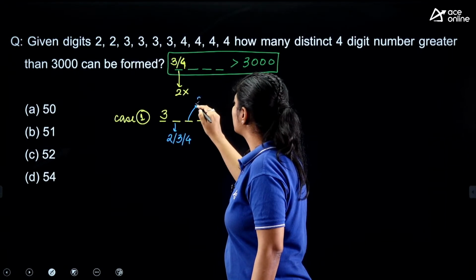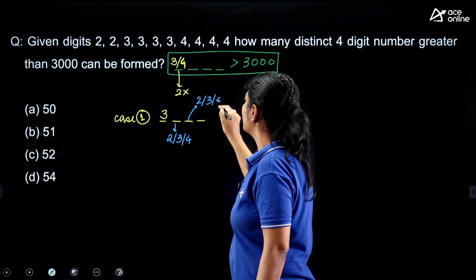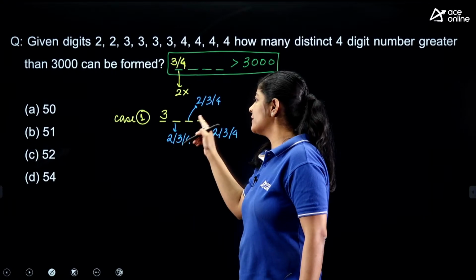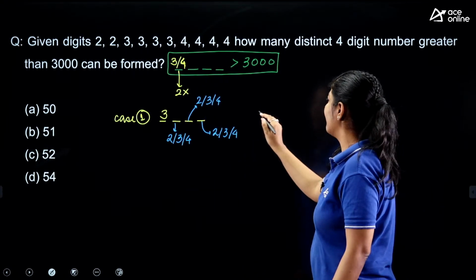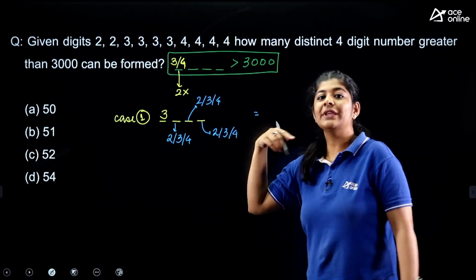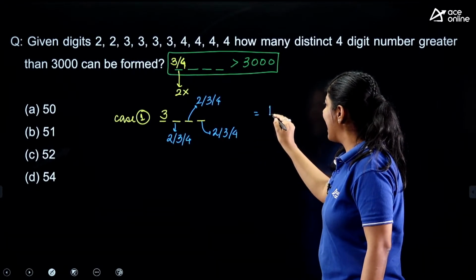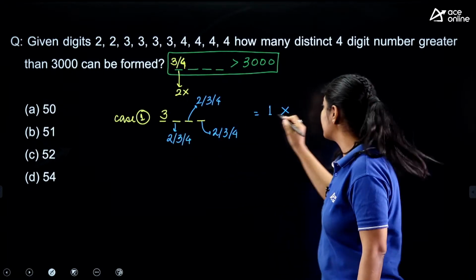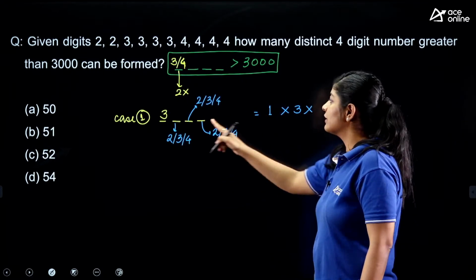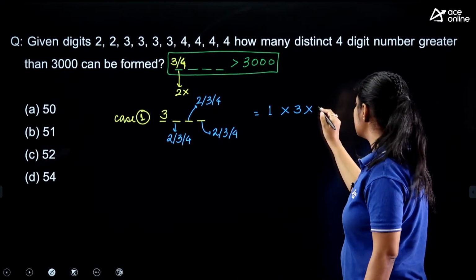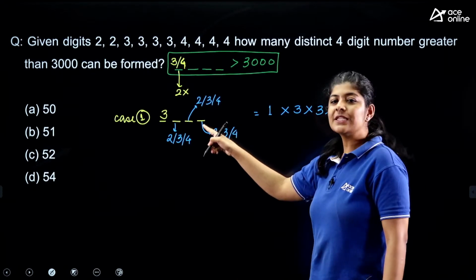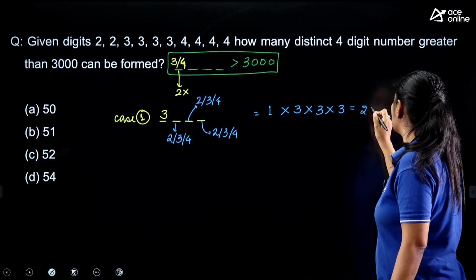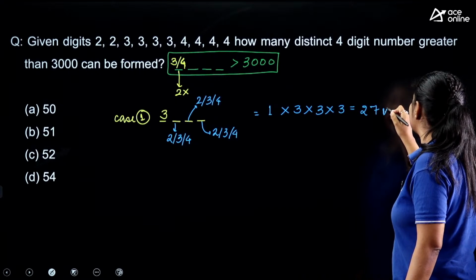Same, I can put 2, 3, 4. Here 2, 3, 4. So for each position, how many choices am I having? In this manner, how many numbers can I form? So 1, as this number is fixed. Next, 3 choices. For this position, again I am having 3 choices. And for the last ones place as well, I am having 3 choices. That means in total, I am able to make 27 numbers.